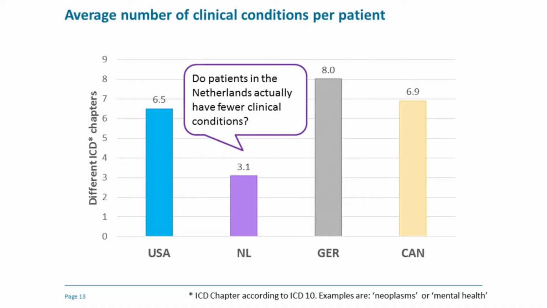If we look further at these average high-cost patients, we see that they clearly have multiple conditions. Here we see the number of conditions from different ICD chapters. And one ICD chapter, for example, is circulatory conditions or mental health. And we see that patients, on average, have between 6.5 and 8 conditions from different chapters. We see fewer clinical conditions in the Netherlands. And then the question is, do patients actually have fewer clinical conditions? Well, probably not. Without going too much into detail, this seems to be a coding issue.